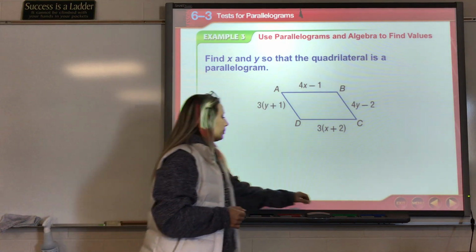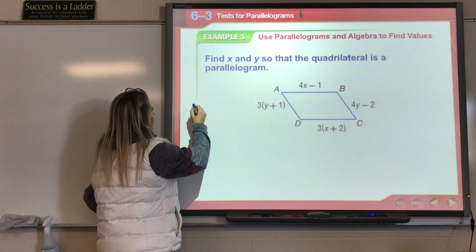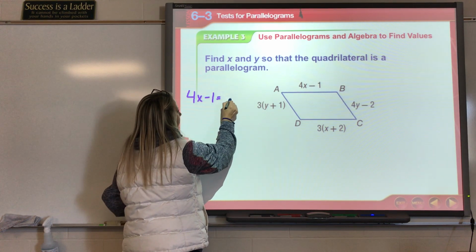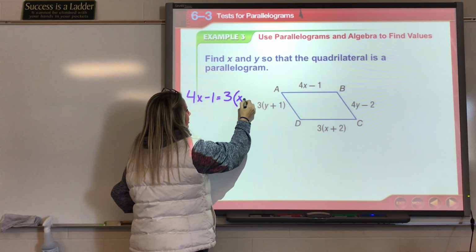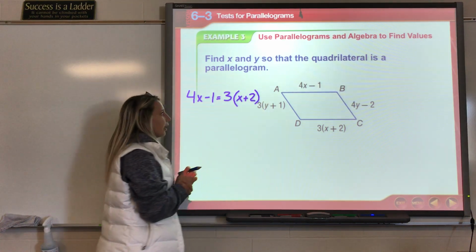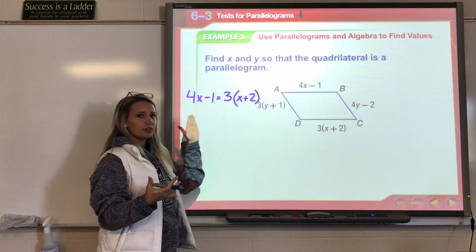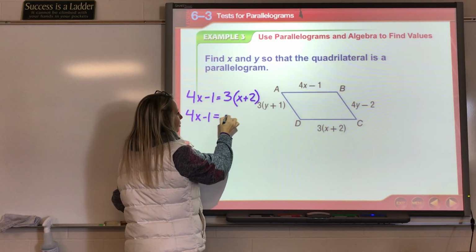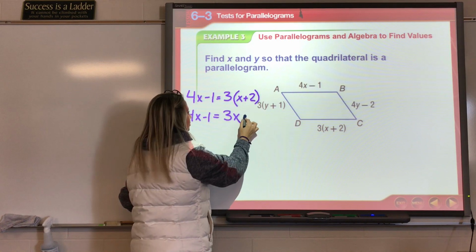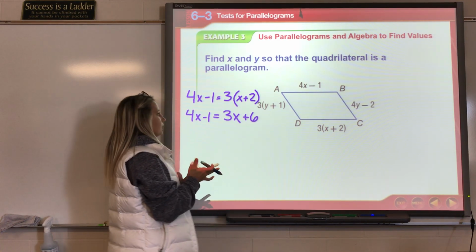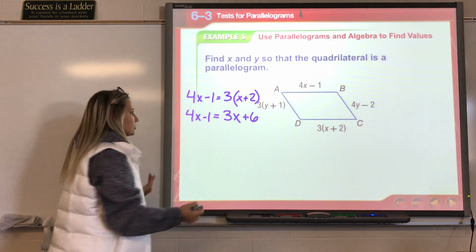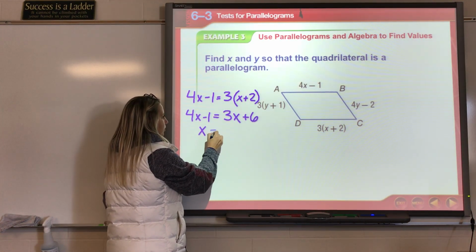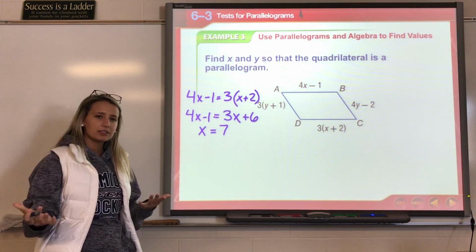So let's just do a little bit of math over here. We'll do the x's on this side. So we're going to have 4x minus 1 equals 3 times the quantity of x plus 2. First step here is we're going to distribute this 3 through. Your 4x minus 1 equals 3x, 3 times 2, we get plus 6. Now we're just solving for x. So I'm going to subtract this 3x over, add the 1, so I get x equals 7. So that's my value of x.